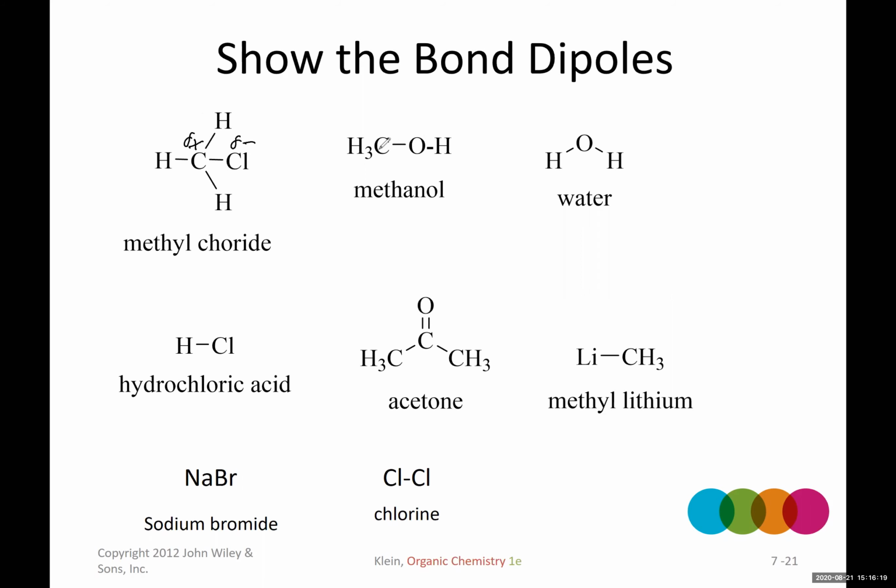Oxygen is more electronegative than either carbon or hydrogen, so it's negative, and hydrogen and carbon would be positive. Oxygen is more electronegative than hydrogen, so both these bonds will be polar. Cl is a little more electronegative than hydrogen, so that bond is going to be polar. In C double bond O, oxygen is more electronegative than carbon. The C-H bonds here are going to be nonpolar. We indicated that carbon was more electronegative than lithium.